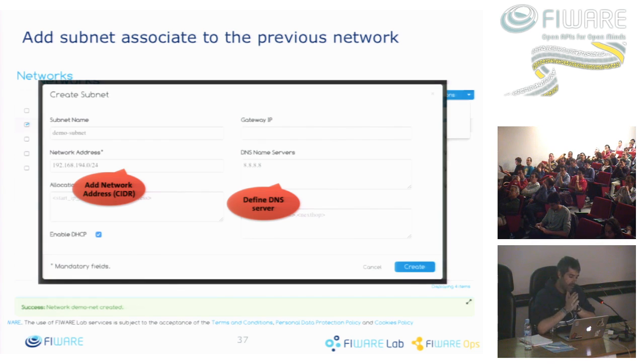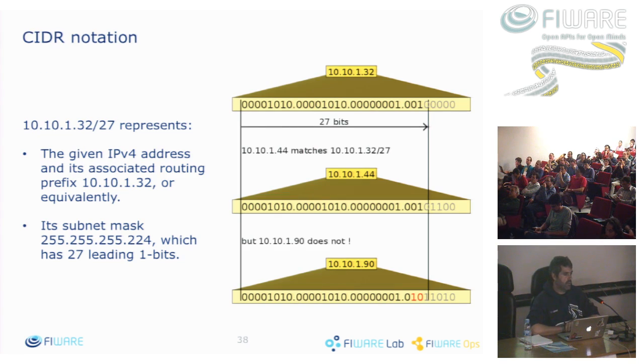For example, if I want to use 192.168.194.0, but in this part I only want to use .240 and .120, which means that I only want to use this range of IP addresses. This is another step, but for the moment it's enough with these specific values. I click on the create button, and I create a subnetwork associated to my network.